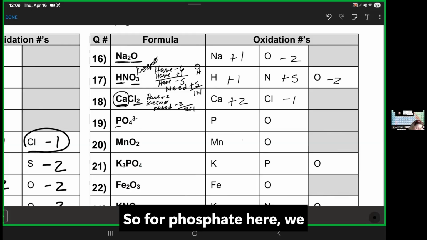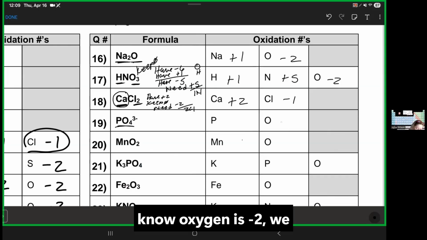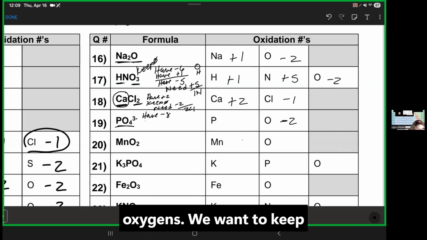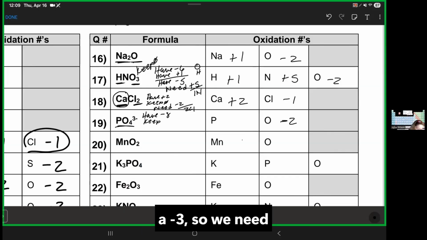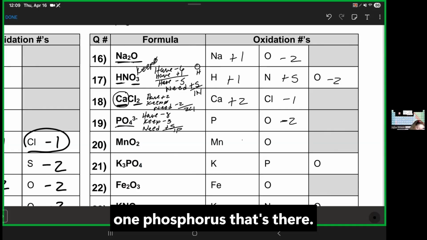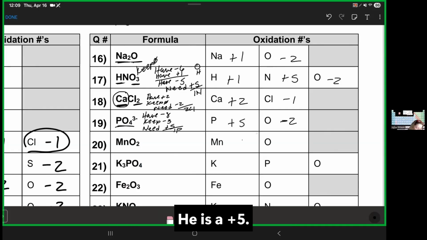So for phosphate here, we know oxygen is negative 2. We have a negative 8 from our oxygens. We want to keep a negative 3. So we need a positive 5 divided by the 1 phosphorus that's there. He is positive 5.